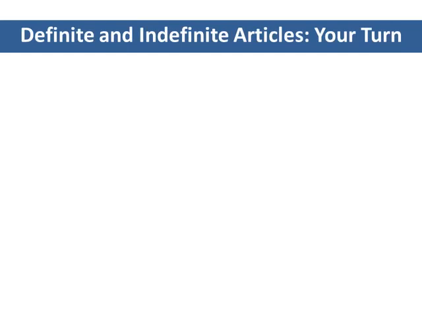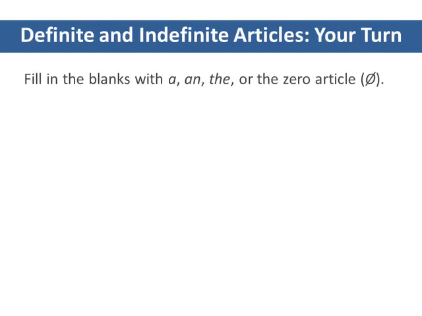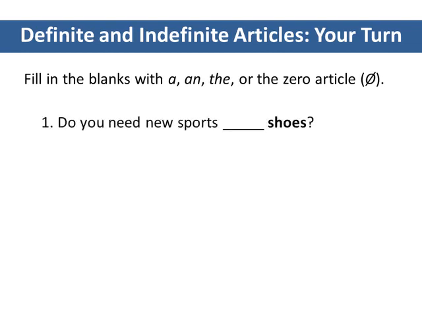Now it's your turn to practice using articles. Choose the appropriate article for each noun: a, an, the, or no article at all. Here's a hint. Decide first whether the noun is specific or nonspecific. If it is specific, use the definite article, the. If it is nonspecific, decide whether to use a, an, or no article. Okay? Here we go. Number 1.